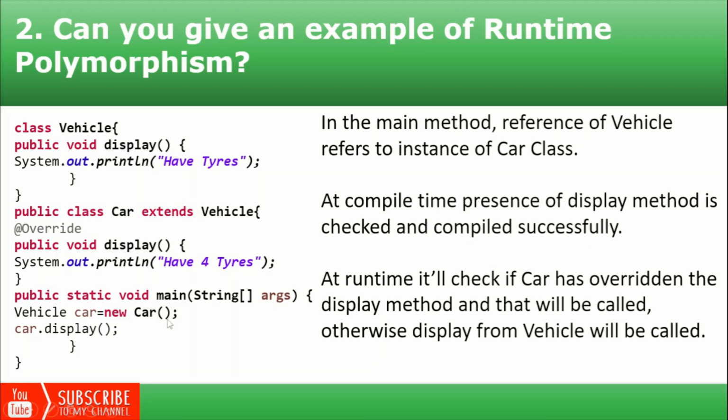What will happen at compile time is it will check if there is a display method available in the Vehicle class, which there is, so it will compile successfully. But at runtime, it will check if Car has overridden the display method, and then that overridden method will be called. In case Car has not overridden the display method, then the display method of Vehicle will be called. In our case the Car class has already overridden the display method, so the output will be "has 4 tires". This is how you can give an example of runtime polymorphism, because binding of the method happens at runtime.